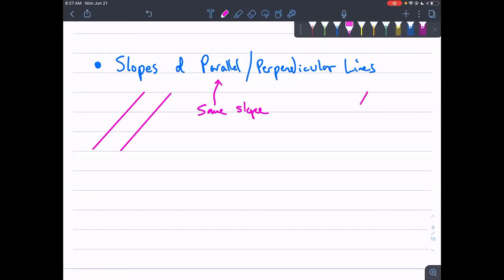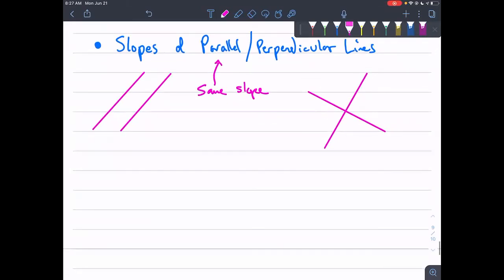Perpendicular might be something like this, and they intersect at a 90-degree angle. One of them is a positive slope going upwards, and one of them is a negative slope going downwards. They're opposite signs, positive and negative. They're also reciprocals. If one of them is going up 3/4, the other one is going down 4/3. The slopes are opposite signs and reciprocal.